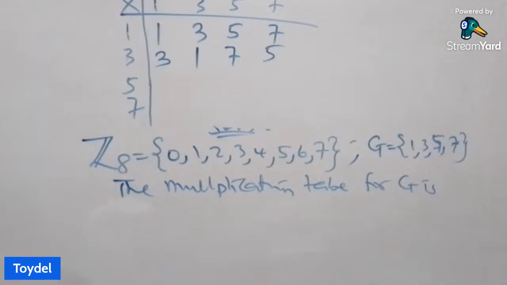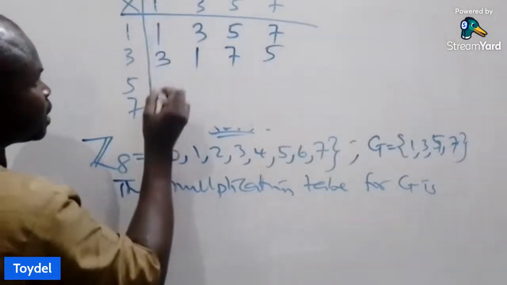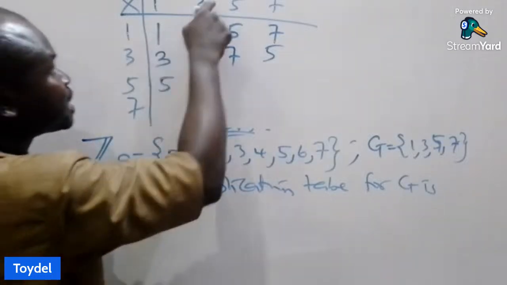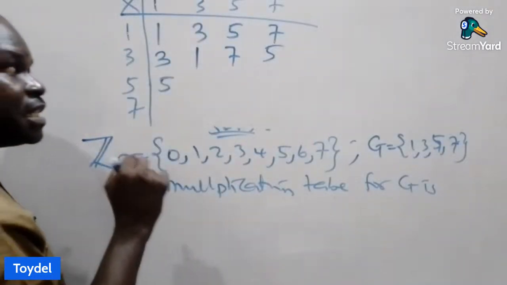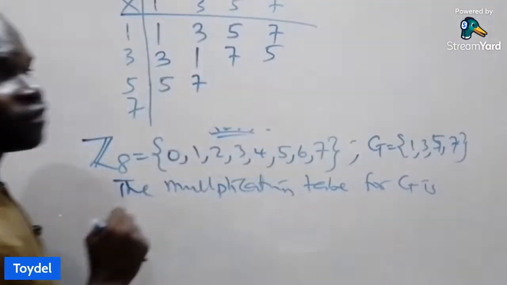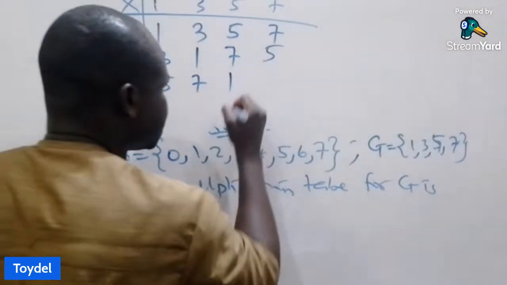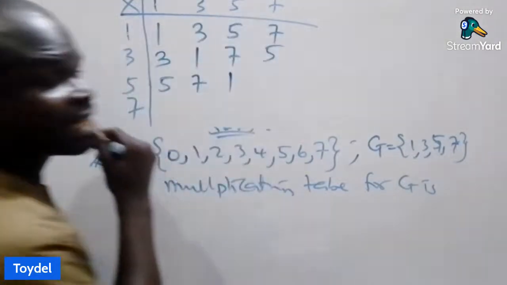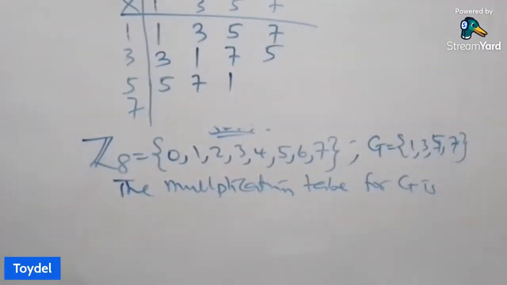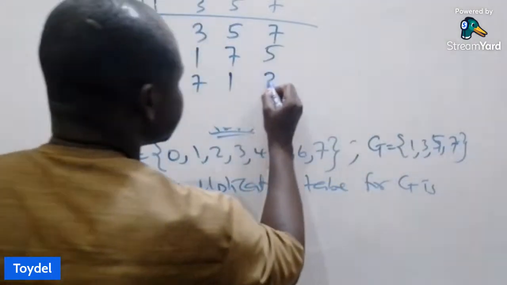Please look at it very well. If there's any question, you let me know. Look at the table very well. When we come to this row, 5 times 1 is 5. It's less than 8. But 5 times 3 is 15. 8 divides 15 once, remainder 7. You write out the remainder. Then 5 times 5 is 25. 8 divides 25 three times, 24, remainder 1. Then 5 times 7 is 35. 8 times 4 is 32. Remainder 3.